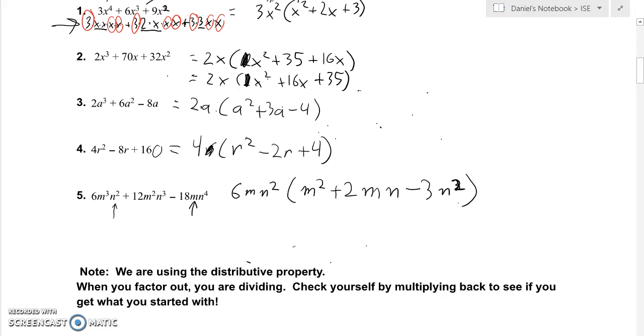What we're doing is we're using the distributive property. When we're factoring out, we're really dividing everything by that so that we have it multiplied on the outside. We can check ourselves by multiplying them back together to see that we got what we started with.